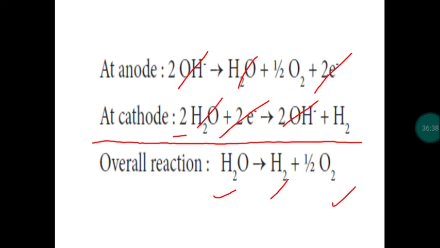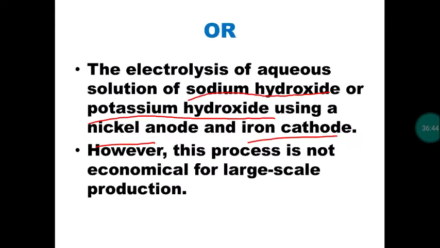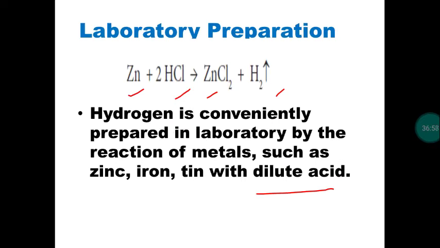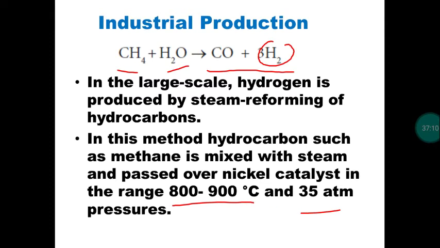So due to the dissociation of water by electrolysis, water is dissociated to produce hydrogen and oxygen. The same electrolysis can be done within the cell where instead of water we may take aqueous sodium hydroxide or potassium hydroxide. So this alkali solution can be used. Second method, laboratory preparation. So when dilute acids are mixed with metals like zinc or copper or tin, lead, whatever it may be, it produces salt and hydrogen gas. Third, industrial preparation.